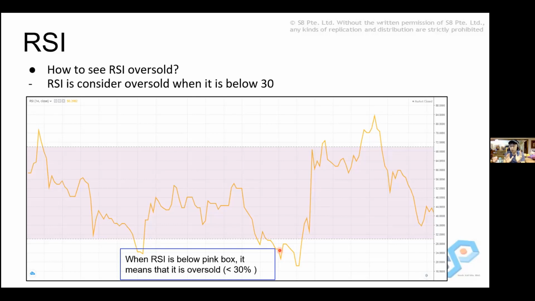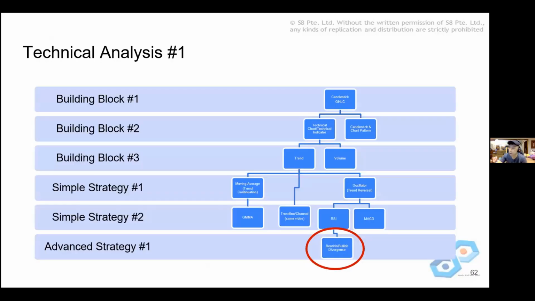Don't use overbought and oversold only. We have to do something else with those overbought and oversold levels in order to really optimize the whole usage of RSI. For a better effectiveness, and this is the last topic and building block that we have today, an advanced strategy called bullish and bearish divergence.